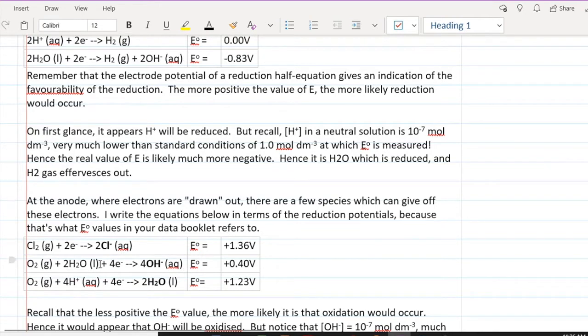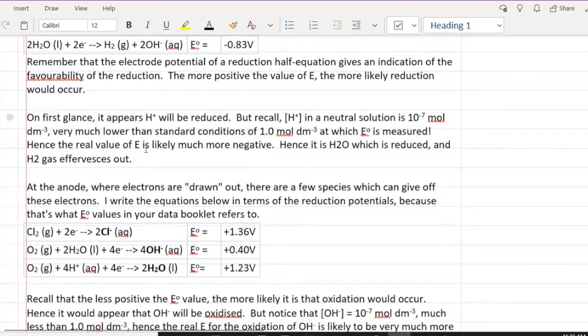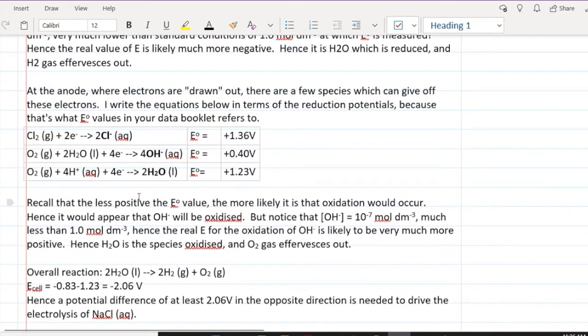So there are a few species, for example, the chloride anion from the sodium chloride, which is dissolved to form the NaCl solution, hydroxide anions, and the water molecules. So recall that the less positive the E naught value, the more likely it is that oxidation, which is the reverse reaction of the reduction process, will occur.